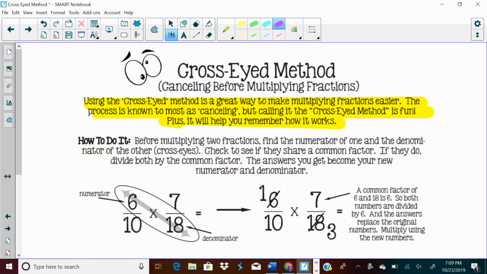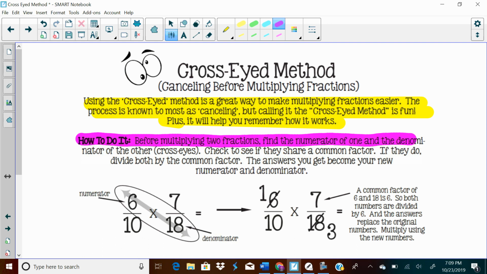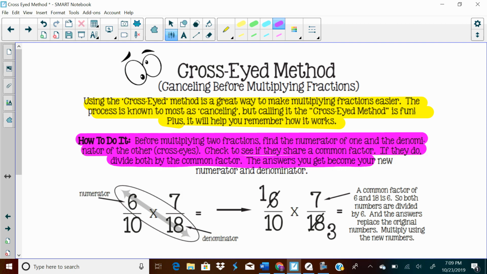Just how to do it. Before multiplying two fractions, find the numerator of one and the denominator of the other, cross eyes. Check to see if they share a common factor. If they do, divide both by that common factor. The answer you get becomes your new numerator and denominator.